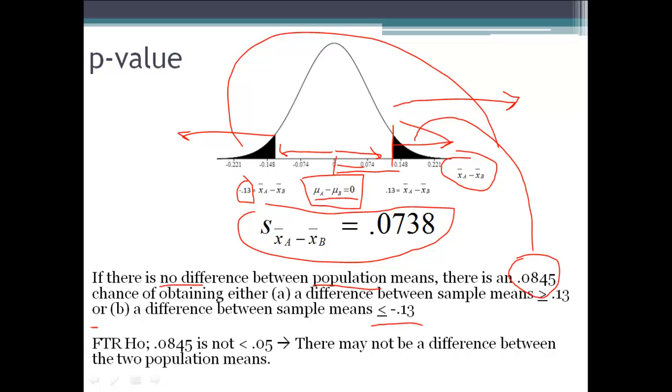Then just into the context of this problem, 0.0845 is not less than 0.05, so we fail to reject H0, that's what that FTR is, fail to reject H0, and conclude that there might not be a difference. It's plausible that H0 is true.